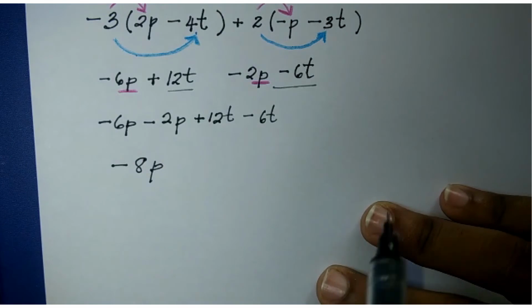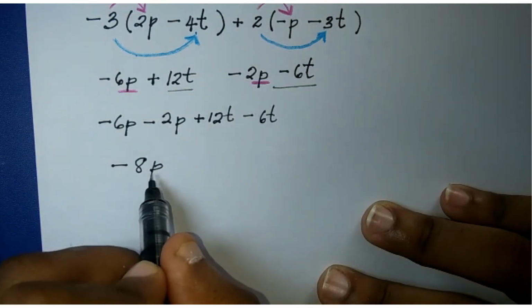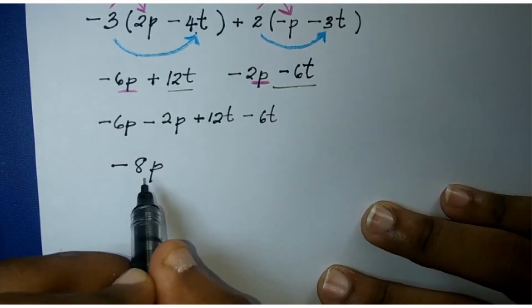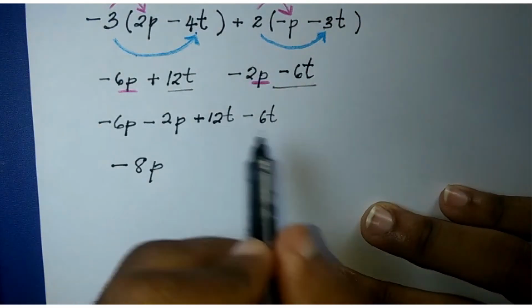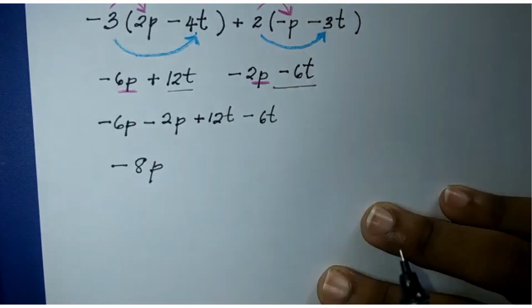Right? And look, I'm putting back my variable. Don't leave off your variable. If it's potatoes you're dealing with, put back your potatoes. If it's dollars you're dealing with, put back your dollars. If it's x you're dealing with, put back your x. What are we dealing with here? T. So I have to put back my t.